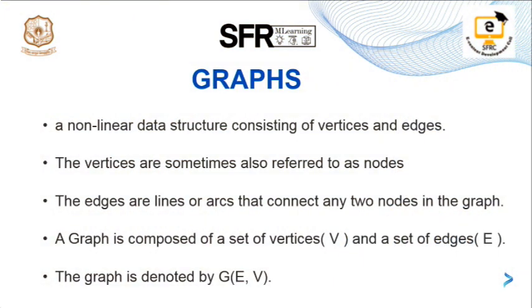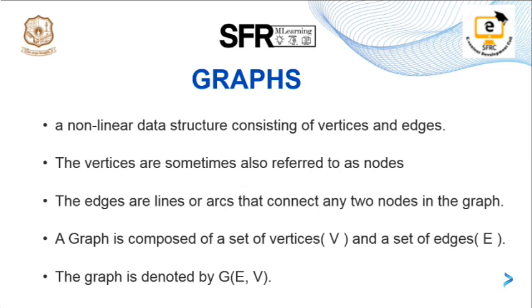First of all, while talking about data structure, we are having two types of data structure, that is the linear and the non-linear data structure. Graph data structure is a non-linear data structure consisting of vertices and edges. It is useful in fields such as social network analysis, recommendation systems and computer networks.